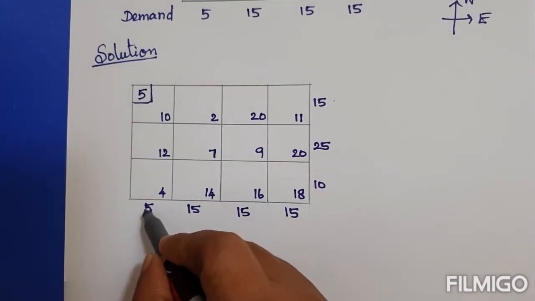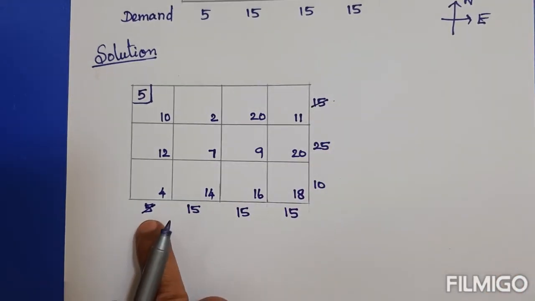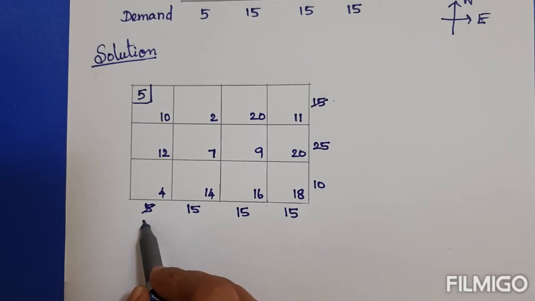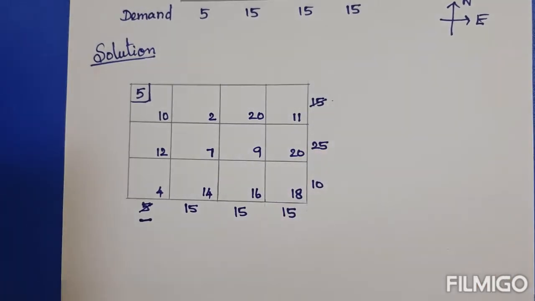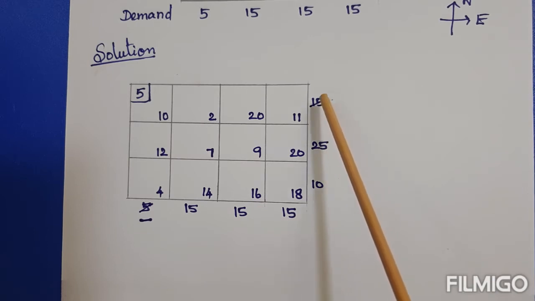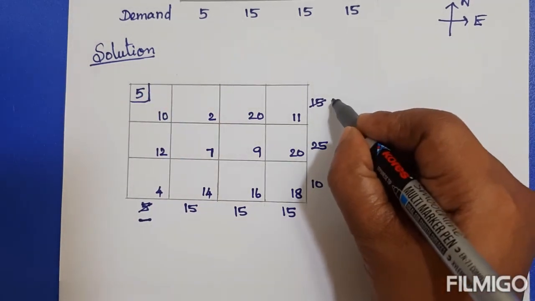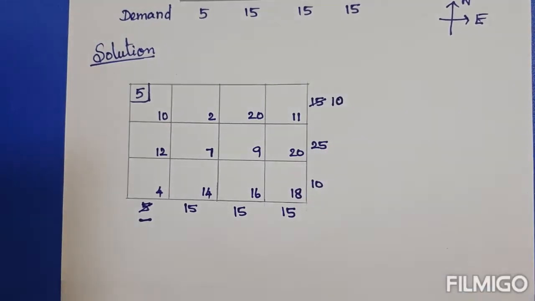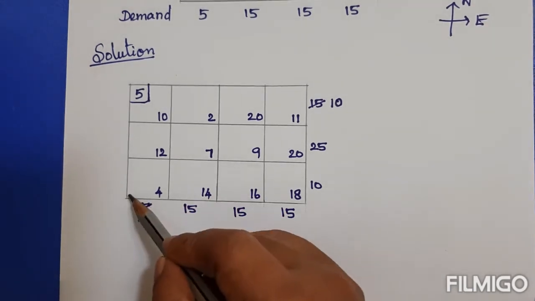And cross out this amount. Here, 5 is the minimum amount. That's why I put a dash here, and here I subtract the allocated amount from this. 15 is here and the allocated amount is 5. I subtract this, then I write it as 10. Now this becomes empty, so we have to cross out this column.